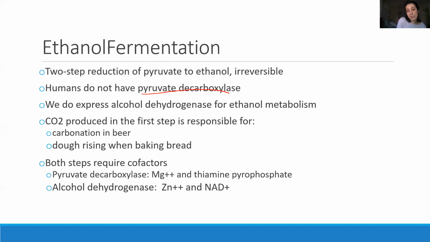This ethanol fermentation is very important still in our lives because microorganisms that use ethanol fermentation are responsible for the beer that we drink and the bread that we eat. Yeast in particular is utilized for its ethanol fermentation for many reasons.